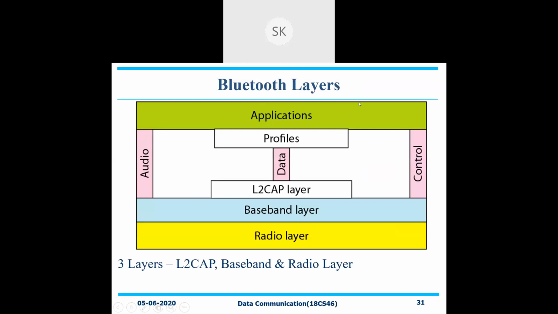With respect to your Bluetooth layers, mainly it will be divided into three different categories. One is called L2CAP. L2 refers to logical link, C refers to control, A refers to adaptation, P refers to protocol. So logical link control and adaptation protocol. That is the layer that it is having. What is it used for? What is the meaning of control and adaptation?